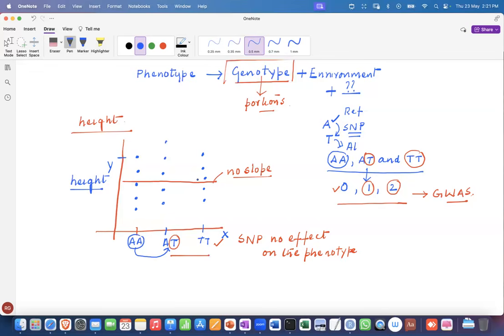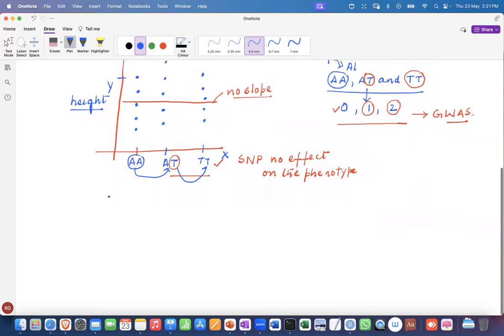If you look at the introduction of one alternate allele into the genotype, even after this there is no change, and there is a similar distribution. Now, what am I actually talking about? We'll talk about a second graph and a second SNP. Let us say it is a G2A SNP. So what are the genotypes here? GG, GA, and AA.